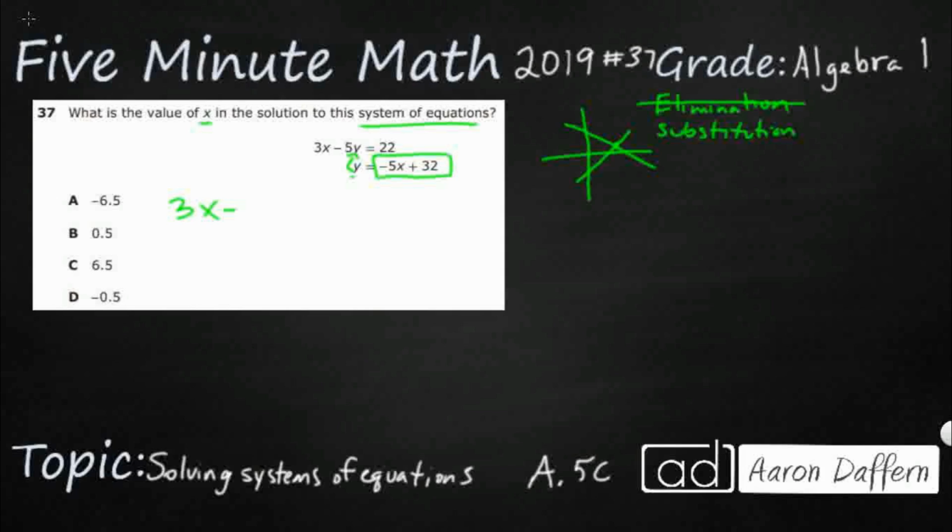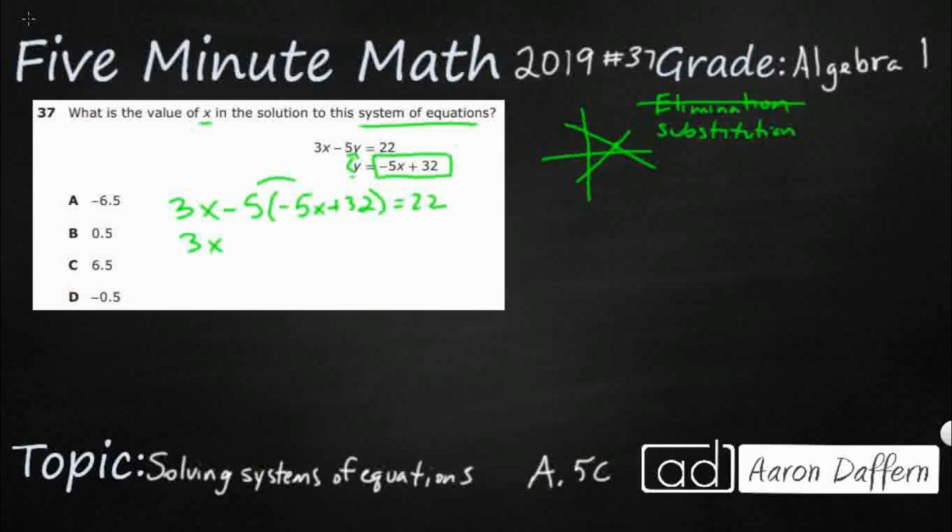3x minus 5. Now I'm going to put in what they told us y equals. Y equals negative 5x plus 32, and that equals 22. Well, now y is gone. Now I've got one variable, x, and that's exactly what I'm looking for. So we need to simplify. First, let's go ahead and distribute this out.